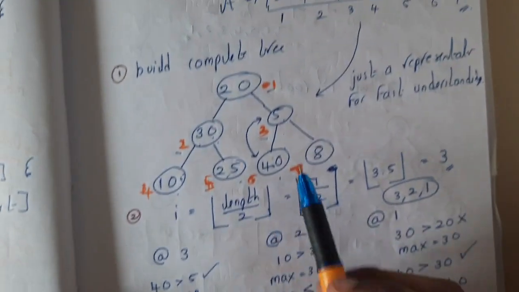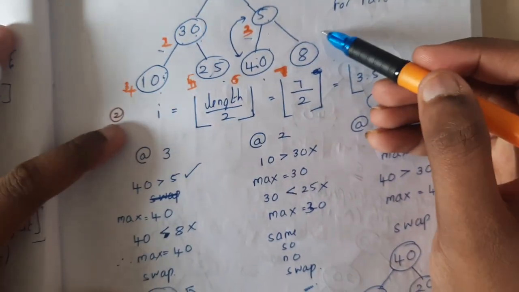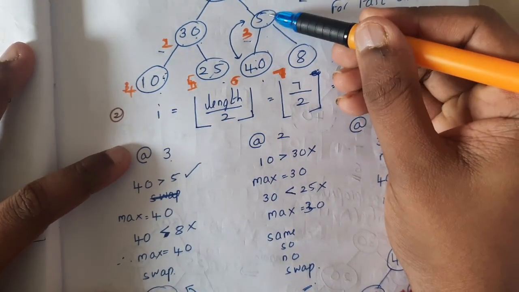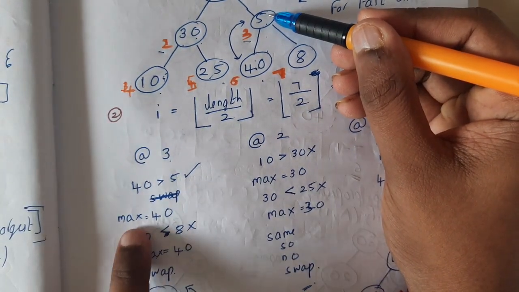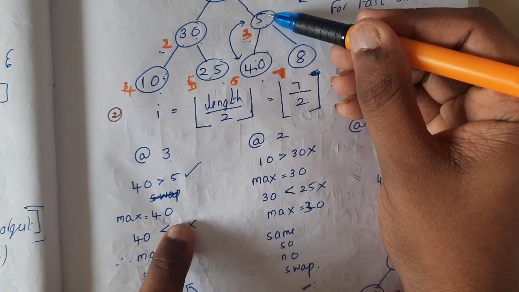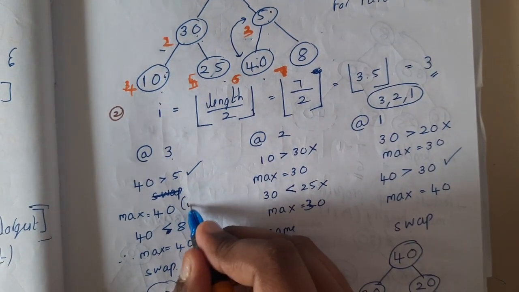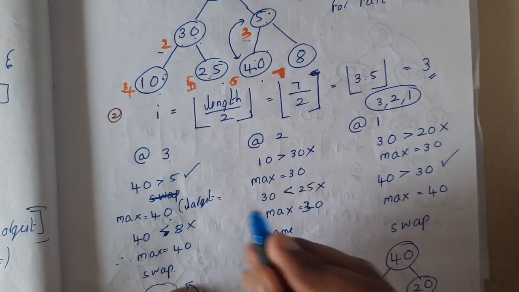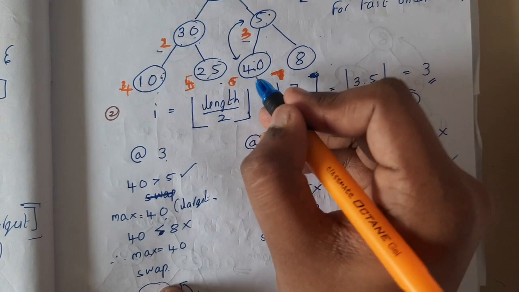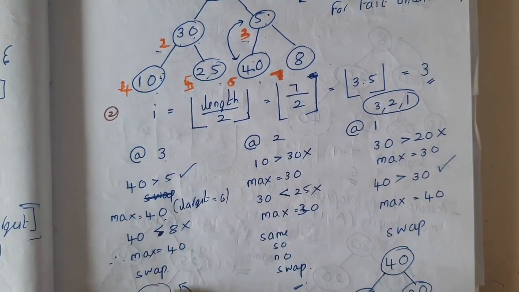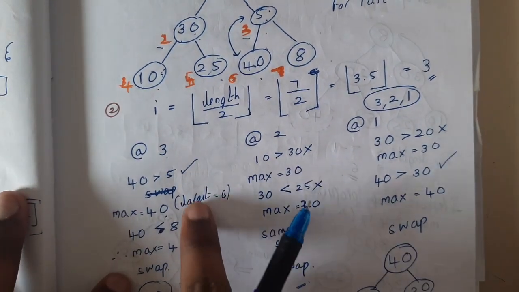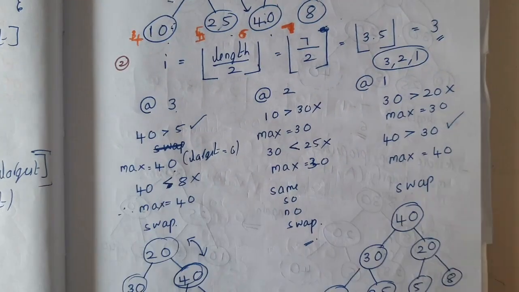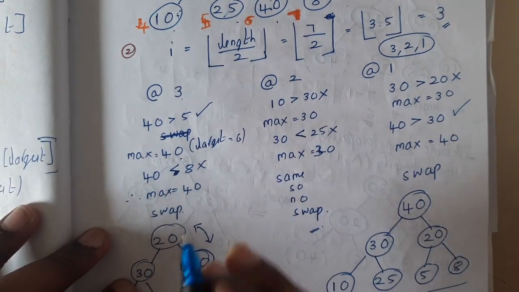First thing you will be checking, I have just written it here clearly. At 3, first you will be checking whether 40 is greater than 5 or not. It is true, so max equals 40. Assume that largest does not store 40; largest stores the index of it, guys. The index of 40 is 6, so largest stores 6. I didn't write anything about largest because that would be a bit complex and confusing with both of them, so I have just written with respect to numbers.